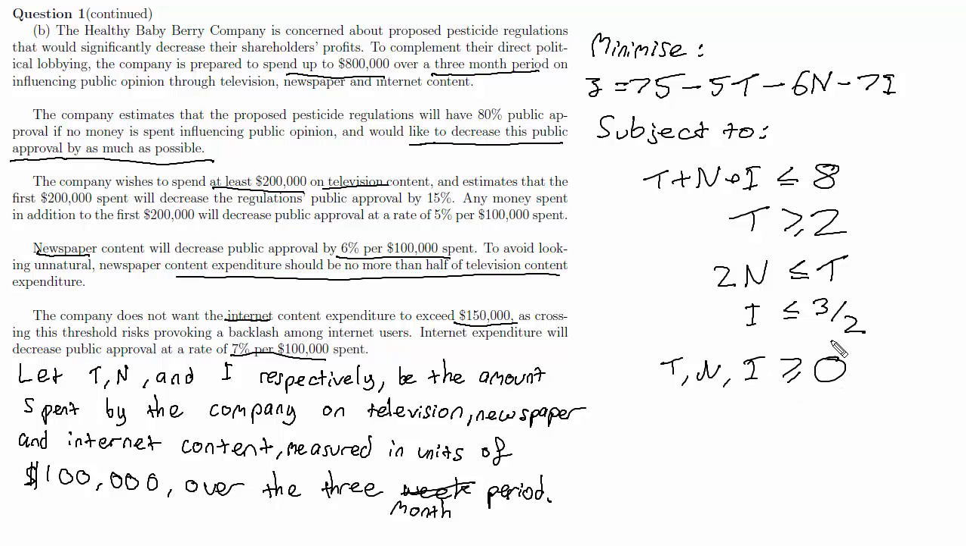And one final thing is it doesn't make much sense to have public approval less than 0%. So we want to make this expression here greater than or equal to 0. So the most sensible way to do that is rearrange a bit and say 5T plus 6N plus 7I will be less than or equal to 75. And done.